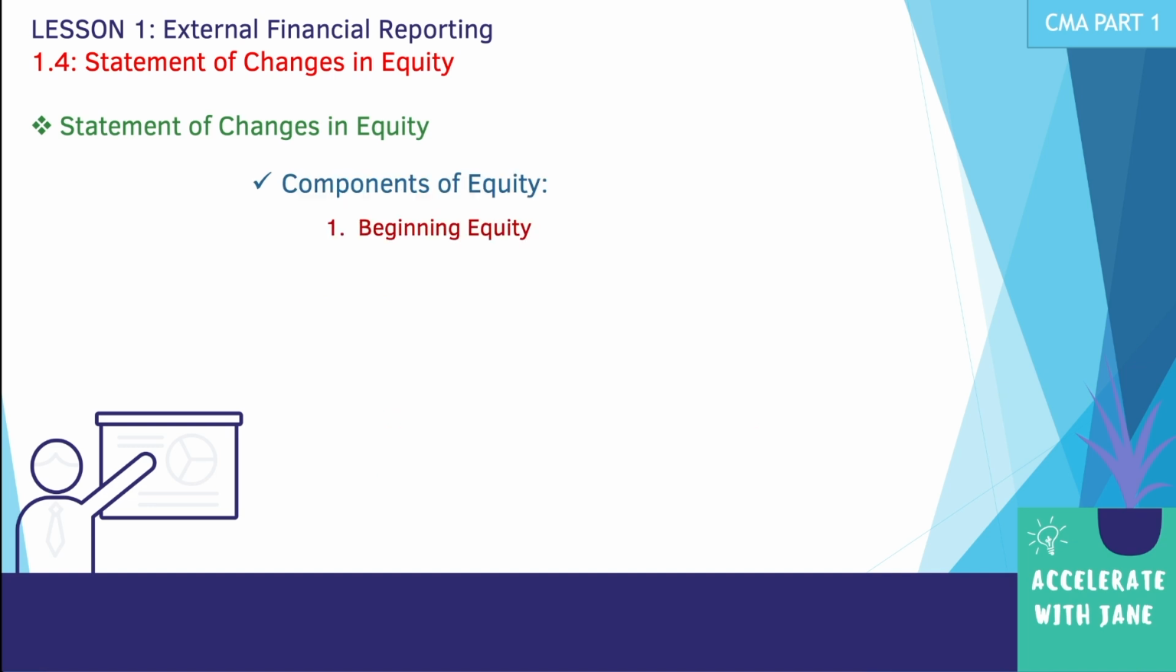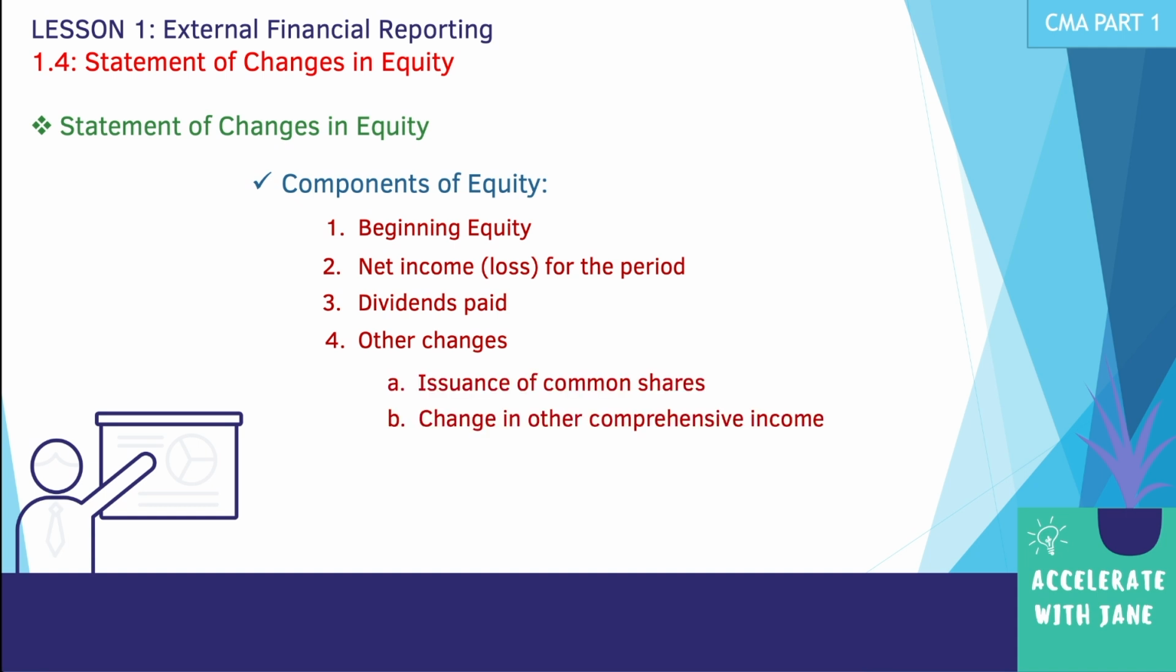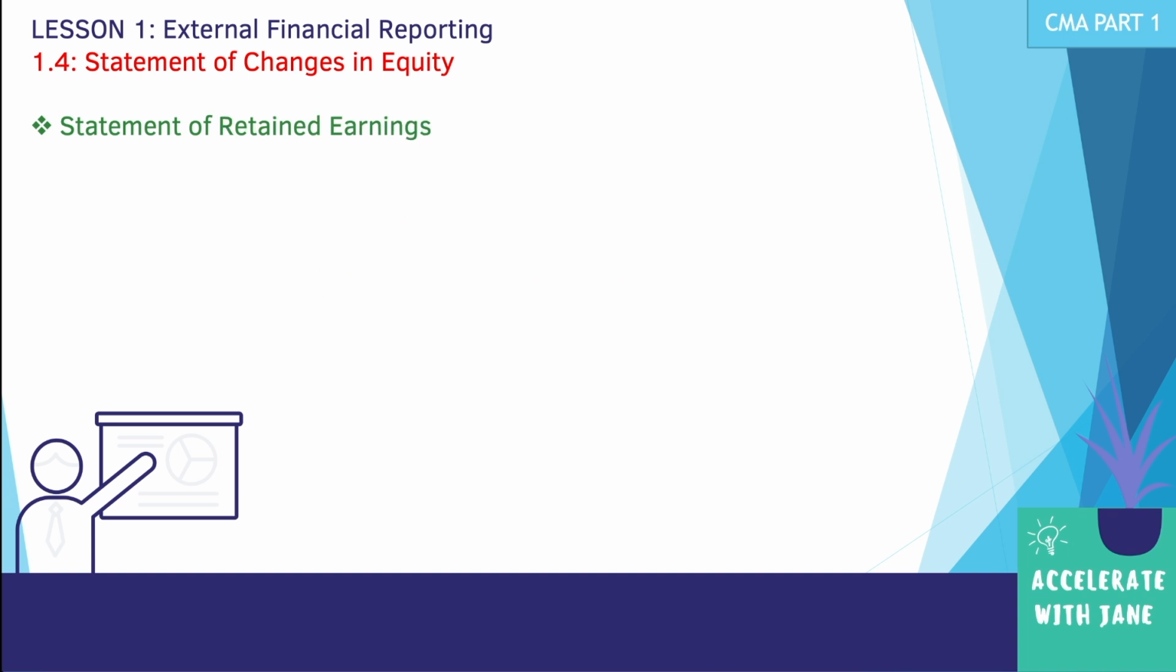So here is a detailed picture of the components of equity. So as discussed earlier, we have the beginning equity. Then we add the net income or loss for the period. We deduct the dividends paid. Actually, we deduct the dividends declared. So this should be dividends declared. So for the other changes, these are equity transactions. So for instance, we have issuance of common shares, change in other comprehensive income, acquisition of treasury shares, and so on. So what is a statement of retained earnings?